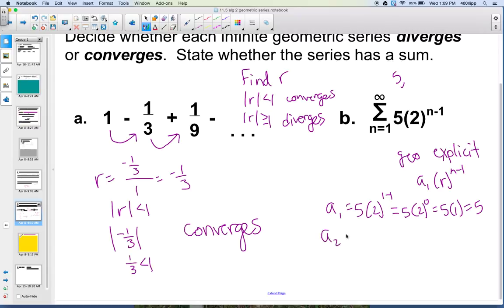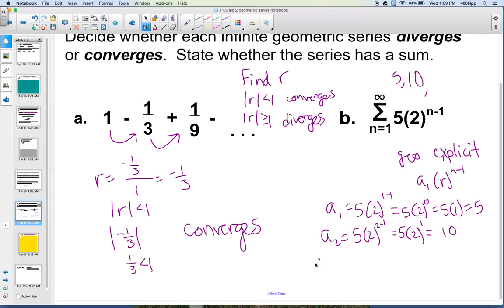My second term here, I'm going to plug in 2 for n. 5 times 2 to the 2 minus 1. And make sure you use order of operations here. So 2 minus 1 is a 1. 5 times 2 is 10.